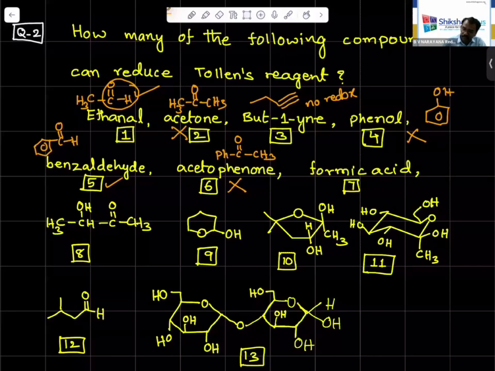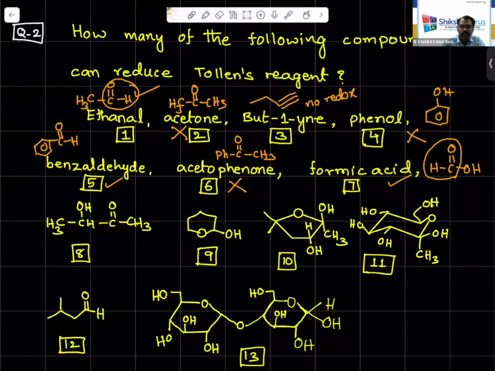Next one is formic acid. Now what is formic acid? HC double bond OH. Now observe it very carefully. C double bond OH group is present. Therefore, it is positive towards Tollens reagent and reduces Tollens reagent.